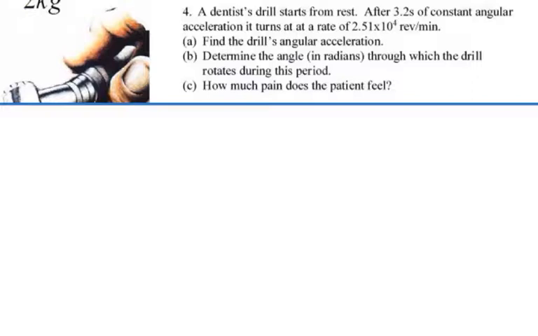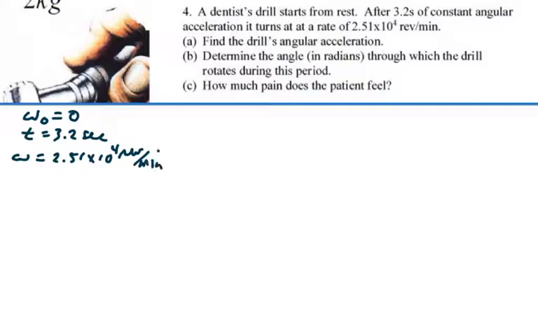Well, we need to know 3 rotational kinematic variables so we can find the fourth. So what do we have? It starts from rest, so the initial angular velocity is 0. We know that we're going to have a time of 3.2 seconds, and the final angular velocity is 2.51 times 10 to the 4 revolutions per minute. That would be our 3 variables, except we want to change this last one into radians per second.